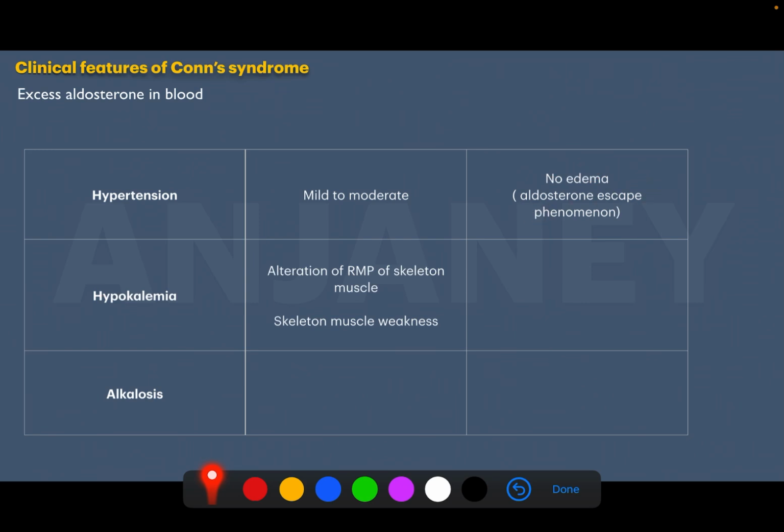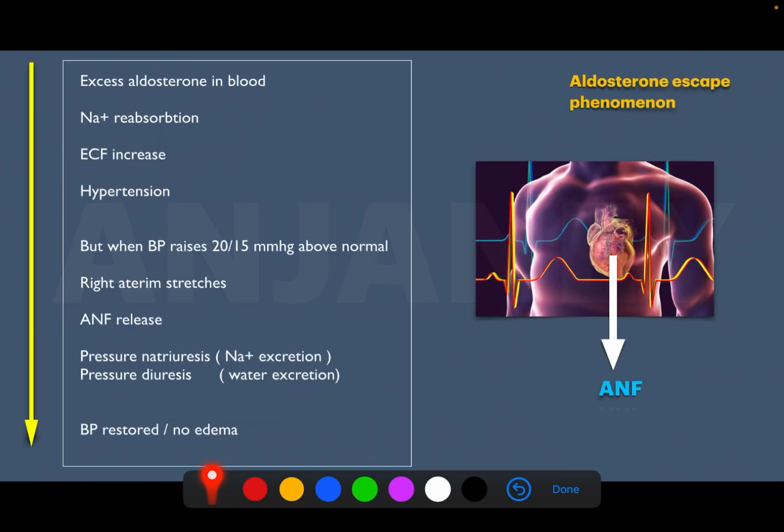We'll study it, don't worry. Hypokalemia, the potassium is lost, so ions are lost, so there will be alteration in the resting membrane potential of skeletal muscle. Skeletal muscle will become weak. So these are the symptoms. Now we are studying what the aldosterone escape phenomenon is. See, this is the aldosterone escape phenomenon.